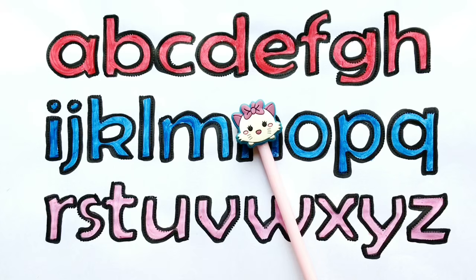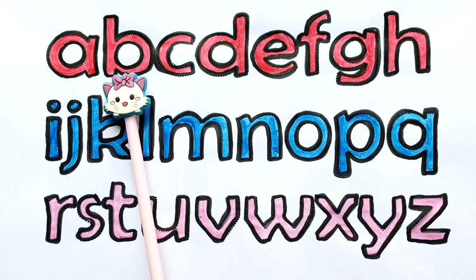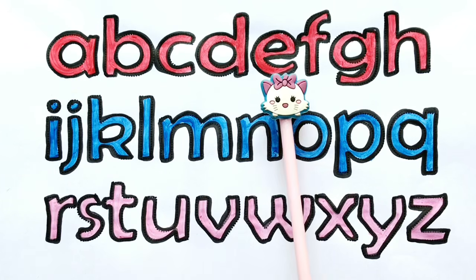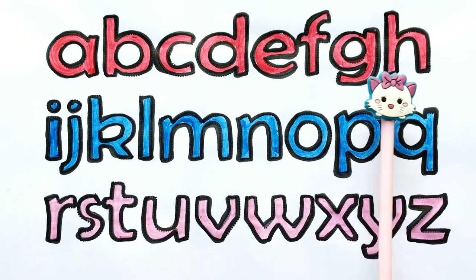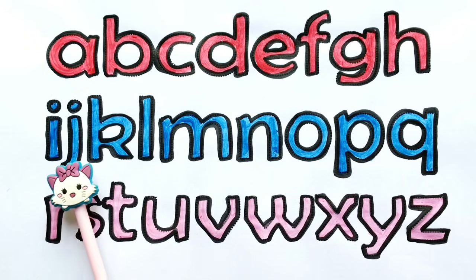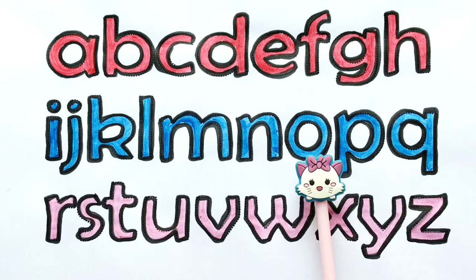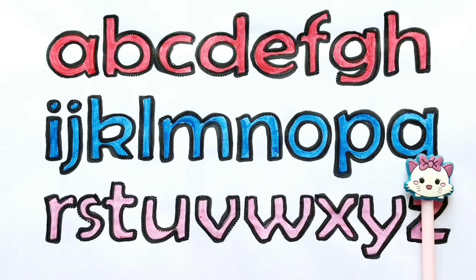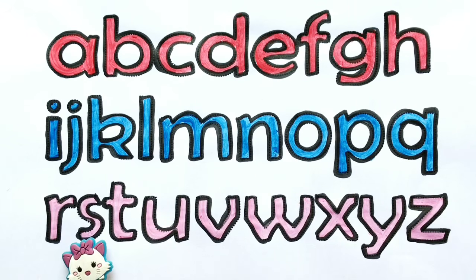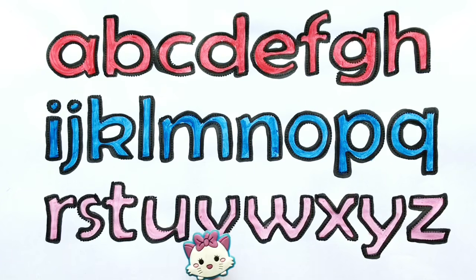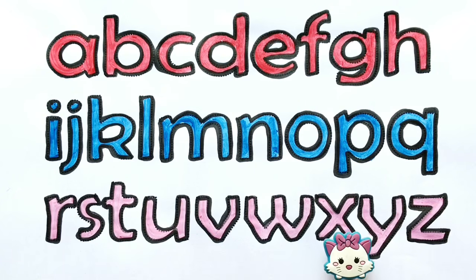Let's repeat and learn. Lowercase letter A, B, C, D, E, F, G, H, I, J, K, L, M, N, O, P, Q, R, S, T, U, V, W, X, Y, and Z.